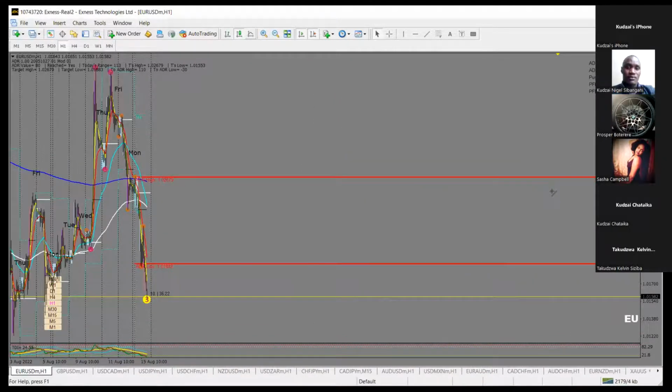So you see how easy it is. Already you've analyzed Euro USD, so you know what to expect on other pairs. So it should be easy. People should be fighting to actually analyze this.